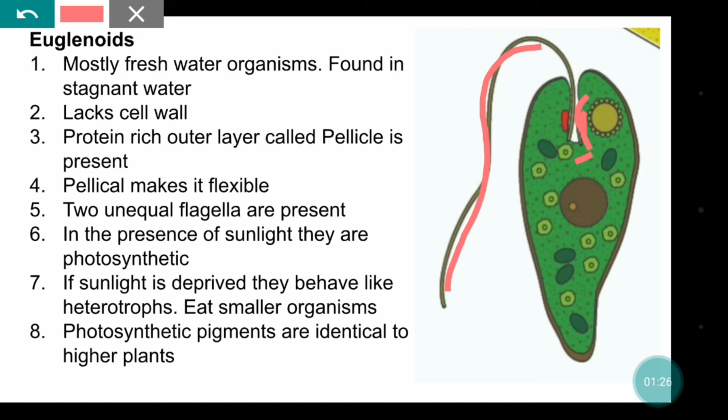And the most important thing is that the pigments present inside it for the process of photosynthesis are exactly identical to those of the higher plants. So you can say it is a plant-like organism, but not exactly a plant. You can see how it is different from the plant, and it cannot be put into that category because it eats other smaller organisms, right?